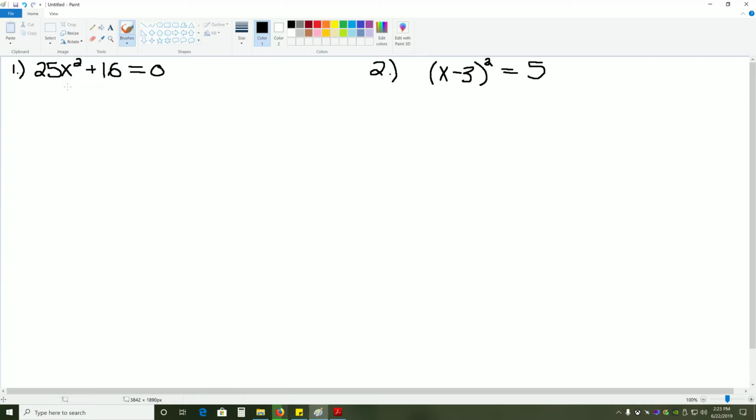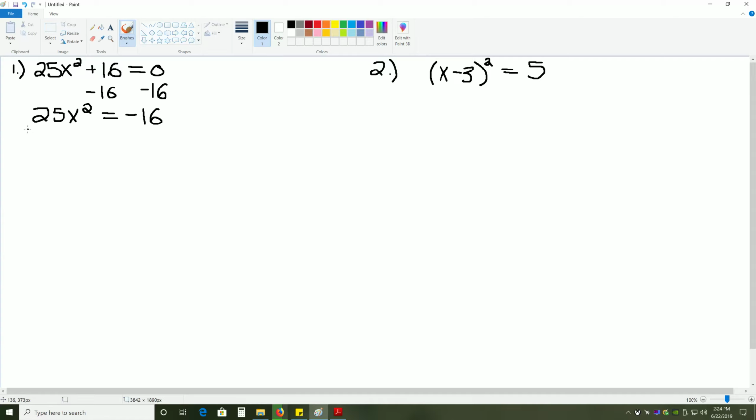To begin the first problem, in order to use the square root property, we need to get the variable, or whatever is being squared or raised to the second power, completely alone. So the first step to get that alone is to subtract this 16 from each side, which leaves us with 25x squared equals negative 16.